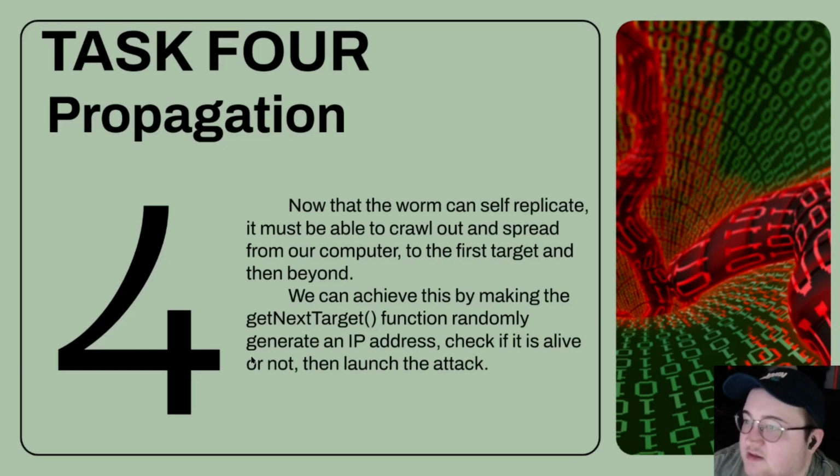For propagation, now that the worm can self-replicate, it must be able to crawl out and spread from our computer to the first target and then beyond. We can achieve this by making the getNextTarget function randomly generate an IP address, check if it's alive or not, and then launch the attack.